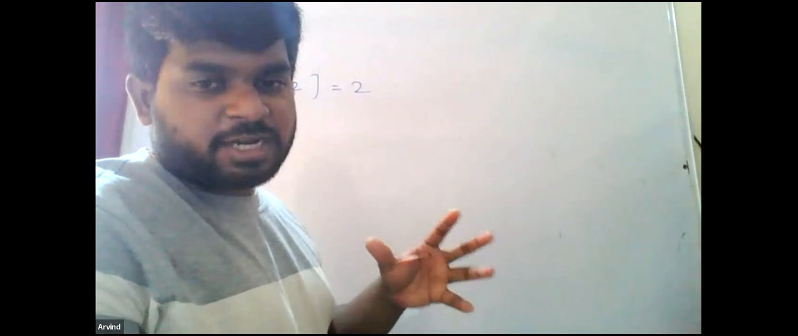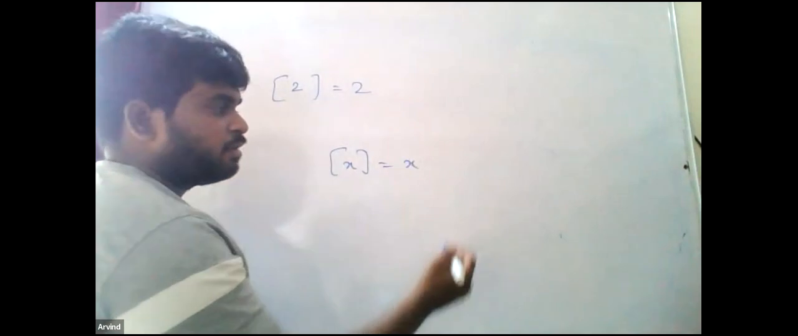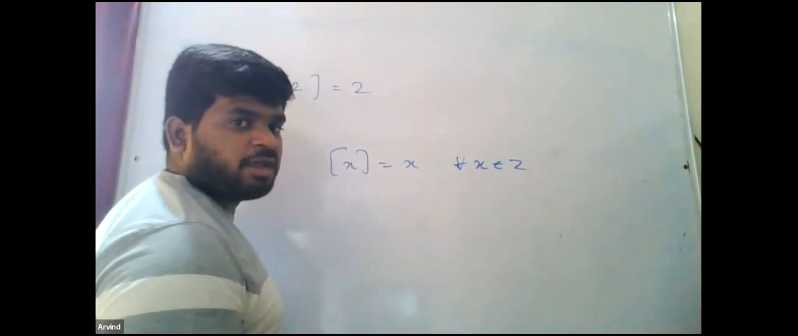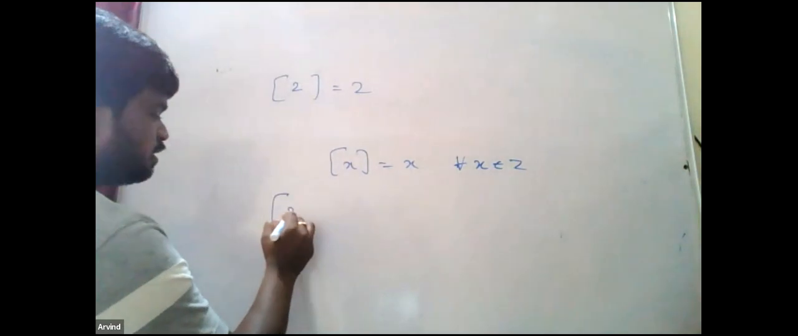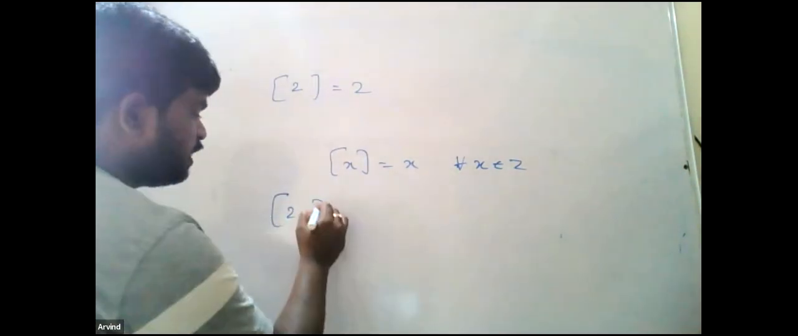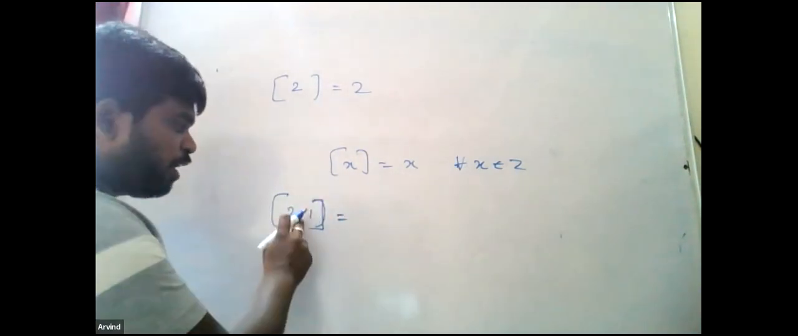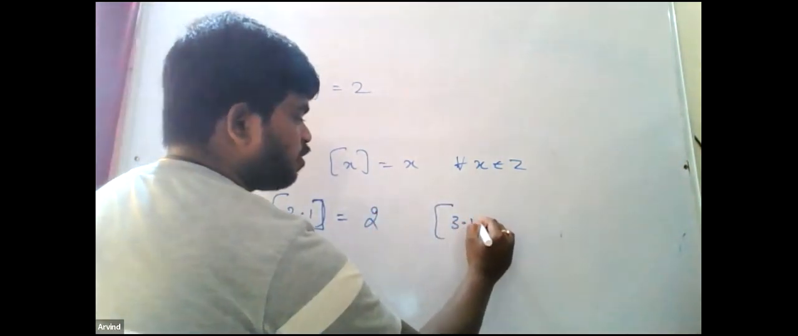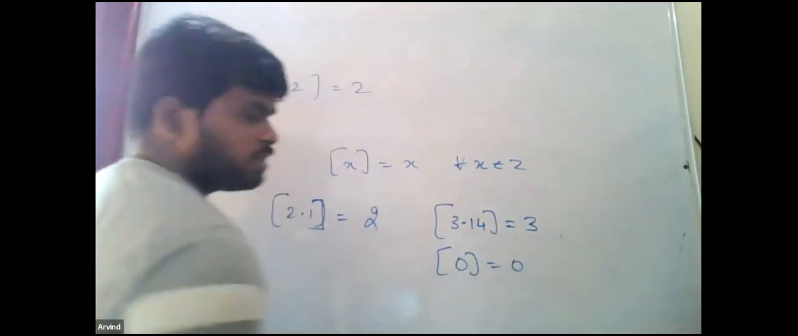So the greatest integer function is defined as: greatest integer of x is x itself for all x belonging to Z. That means if x is an integer, you get the same value back. Suppose it is a real number, for example 2.1. We know that 2.1 is not an integer, so you should take an integer which is less than that. The integer less than 2.1 is 2. If I ask you the greatest integer of 3.14, what do you get? 3. If you take the greatest integer of 0, it will be 0 itself.